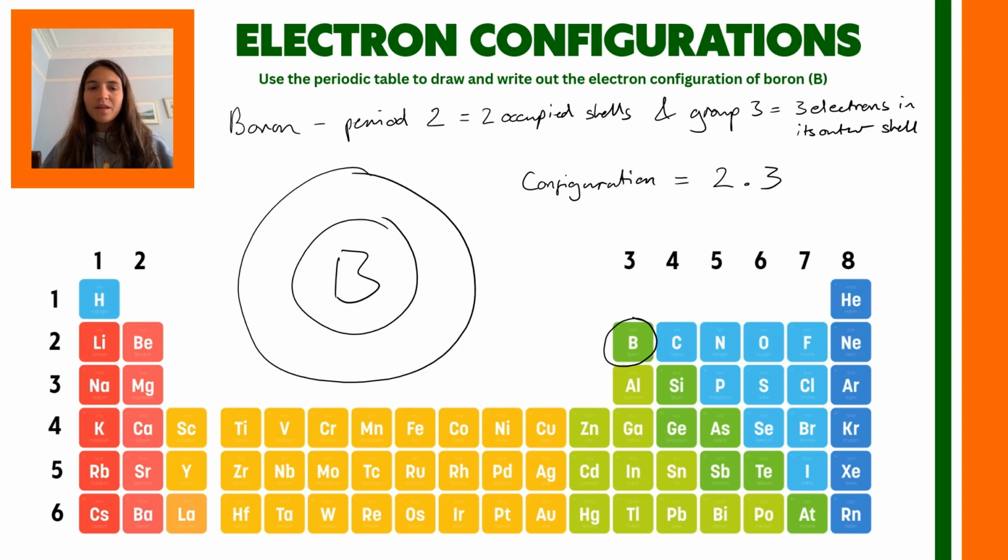Okay, and then if I wanted to actually draw that, I would draw my first 2 in that first shell, and then I would draw the 3 in the outer shell like that. And it doesn't matter when you're drawing your outer shells where you put those 3 crosses. It doesn't matter which of those 8 positions they take.